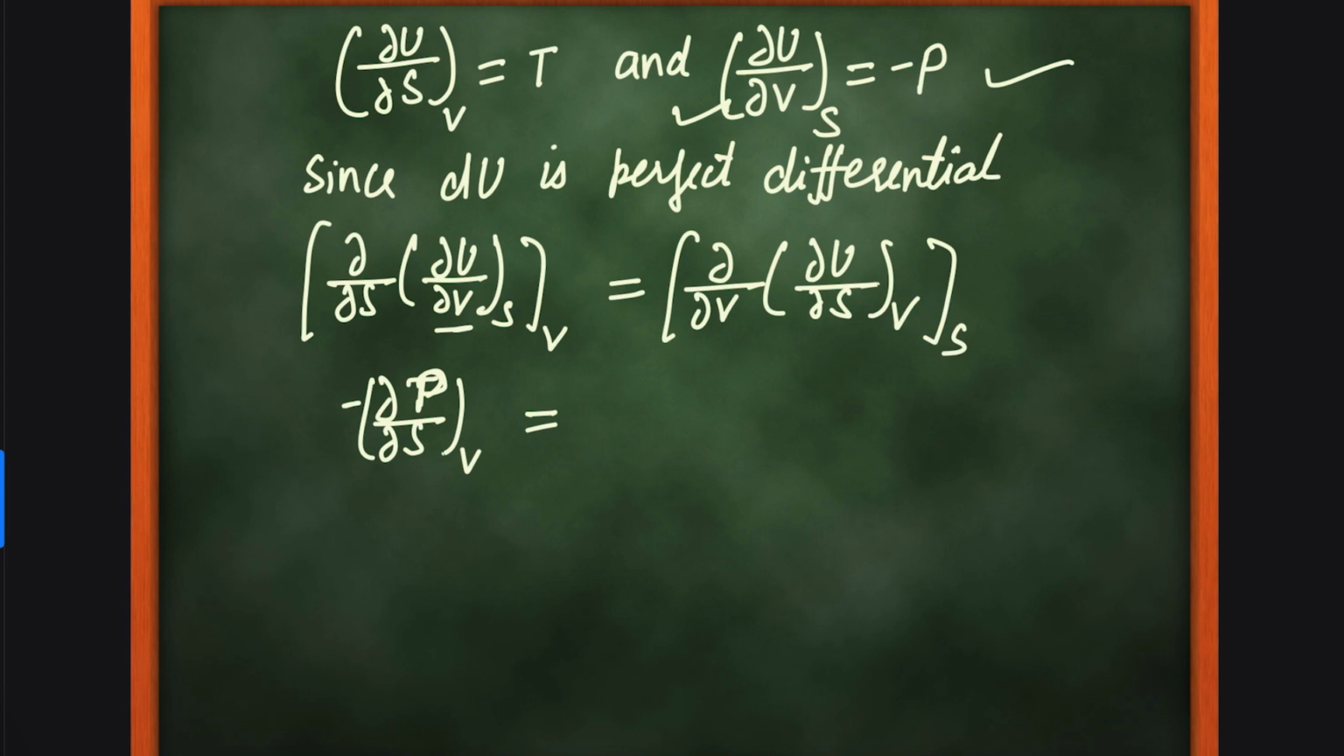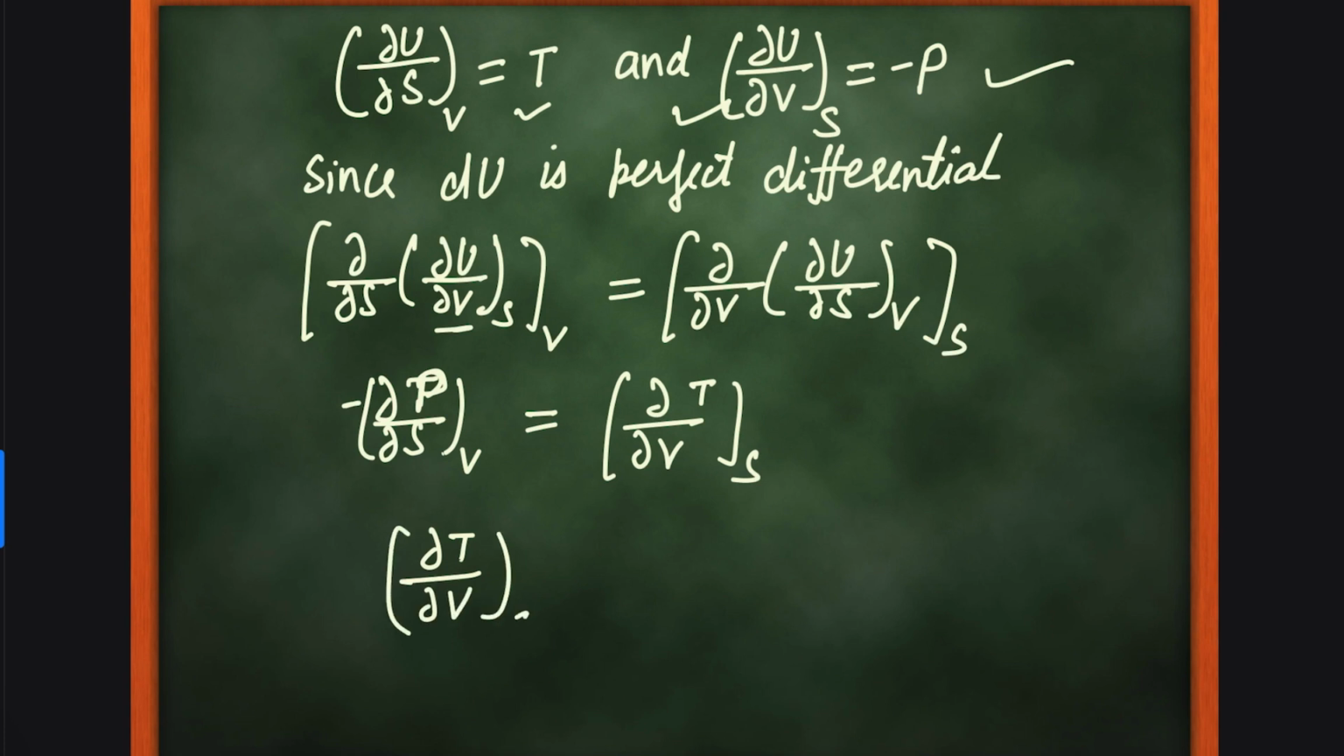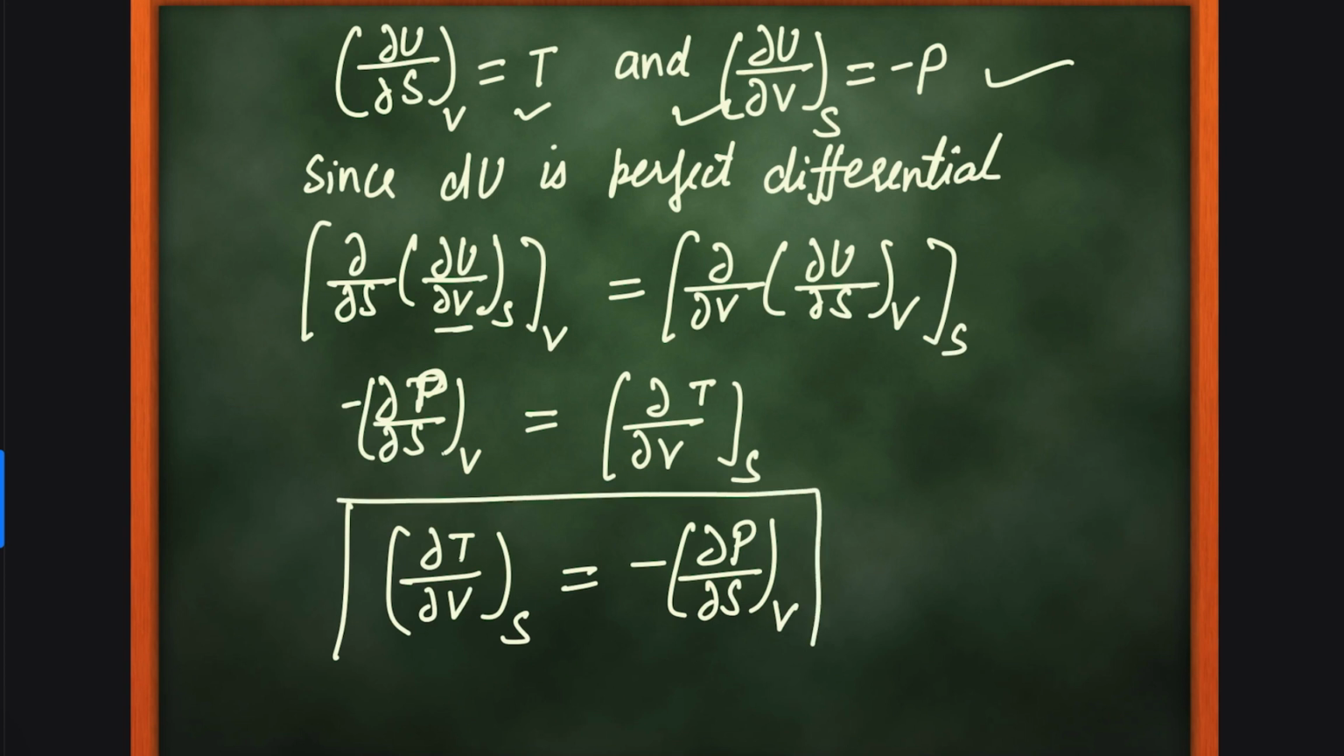Del over del S of minus P, keeping volume constant, must be equal to del over del V of T, keeping entropy constant. So therefore we are getting del T over del V, keeping S constant, is equal to minus del P over del S at constant V. This is our first Maxwell relation.